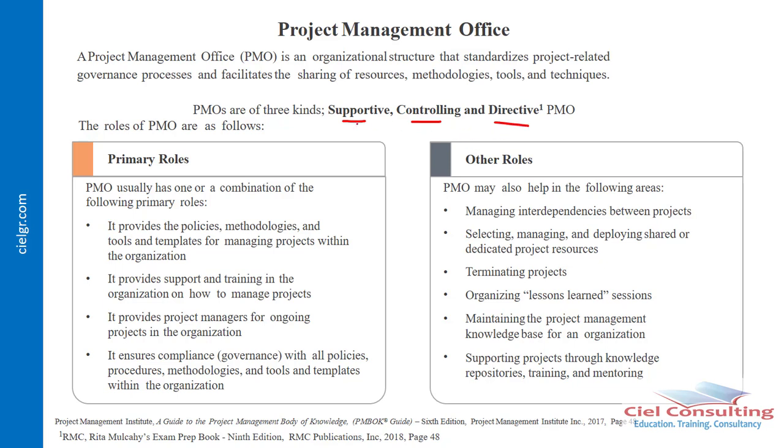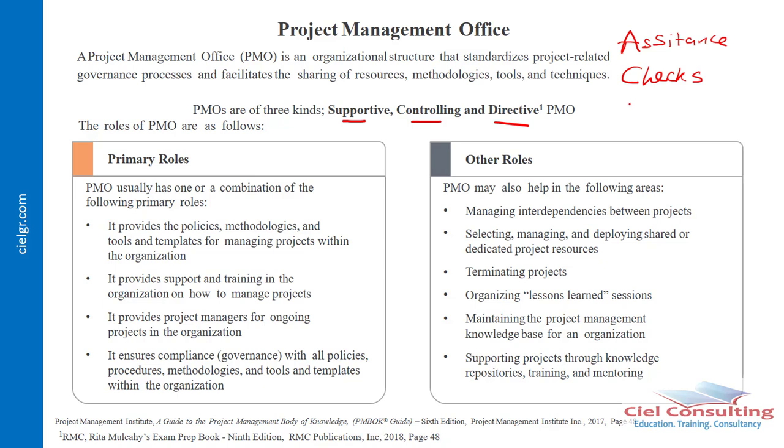So I'll talk about the supportive project management office. The supportive project management office is a kind of PMO that provides assistance. That's why it's called supportive. So it simply provides assistance in managing projects. And that's essentially what the supportive PMO focuses on. Then there's also the controlling PMO. The controlling PMO, in addition to providing assistance, also comes in with some checks and balances to help in being able to carry out the project.